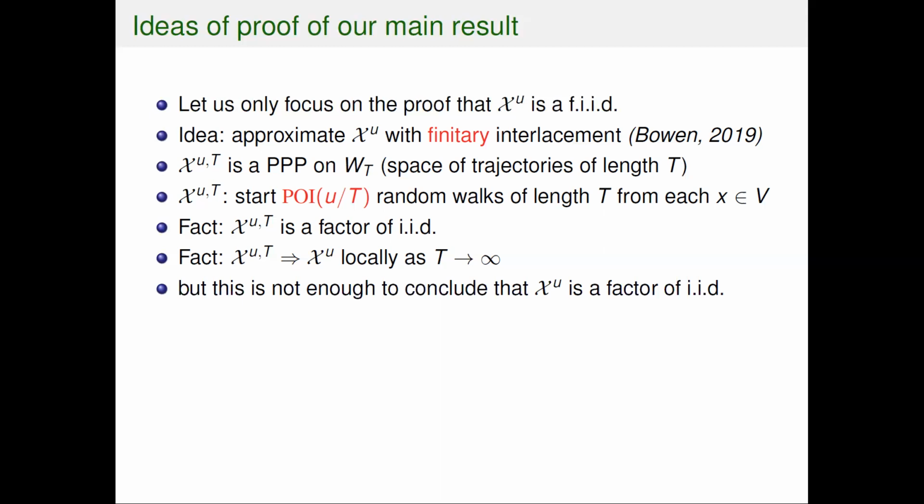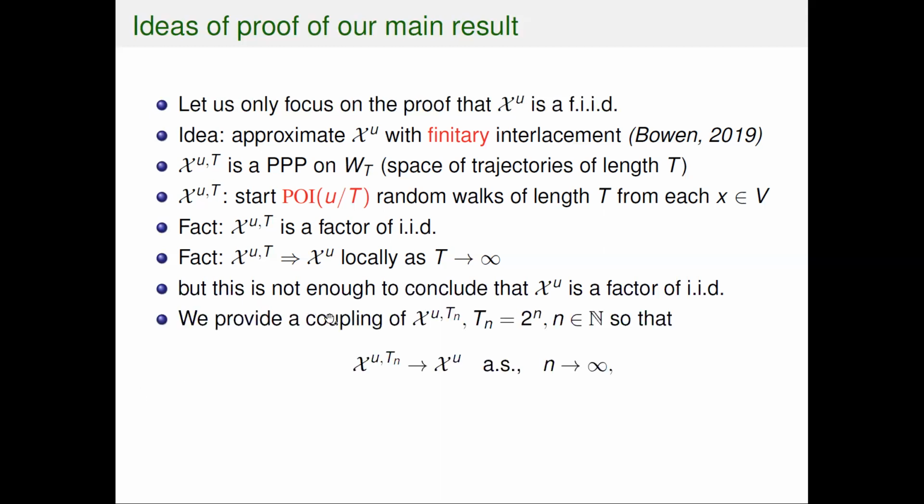So how do we boost this construction? What we do is we provide a so-called coupling of this sequence of interlacements where the length is 2 to the n, so that not only do they converge in distribution, but they actually converge almost surely. So on a joint probability space, we can make a realization of finitary interlacements with increasing length such that they almost surely converge to something locally. Moreover, our whole joint construction is a factor of i.i.d. And if these two things hold, then the limit that they converge to has to be a factor of i.i.d. too. So that's the idea: we boost convergence in distribution to almost sure convergence.